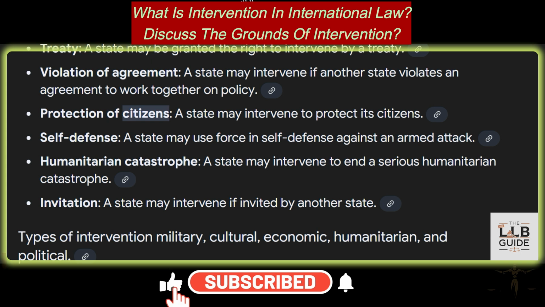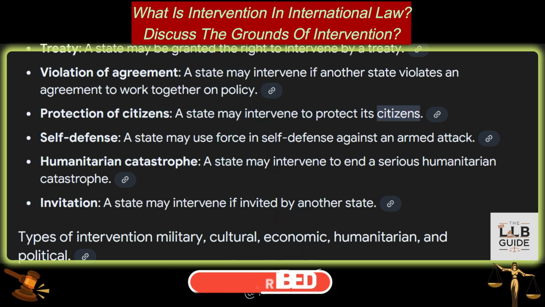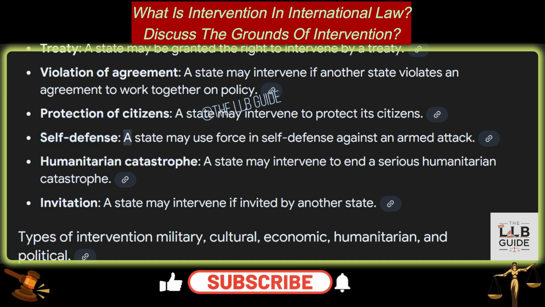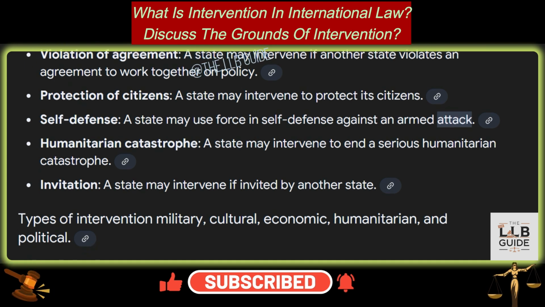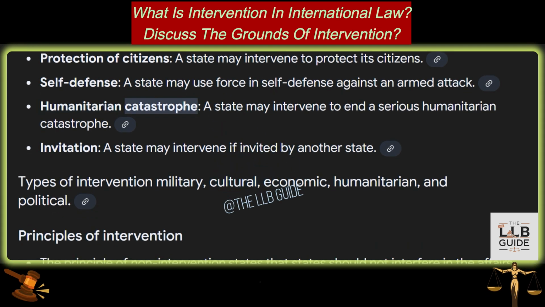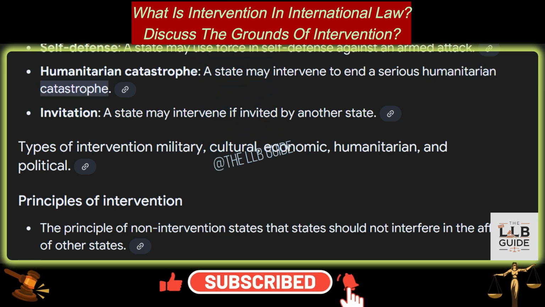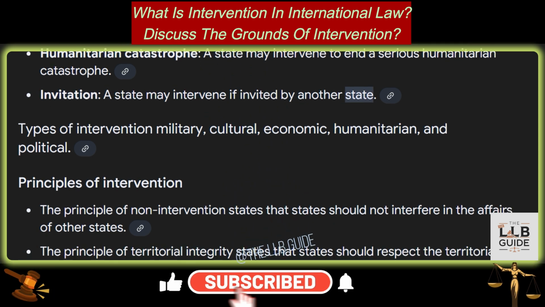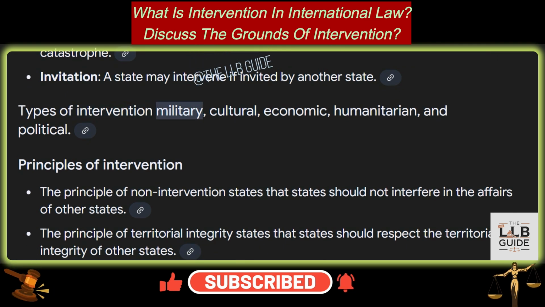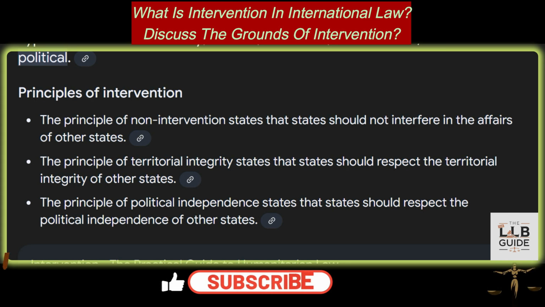3. Protection of citizens. A state may intervene to protect its citizens. 4. Self-defense. A state may use force in self-defense against an armed attack. 5. Humanitarian catastrophe. A state may intervene to end a serious humanitarian catastrophe. And 6. Invitation. A state may intervene if invited by another state. Types of intervention: military, cultural, economic, humanitarian, and political.